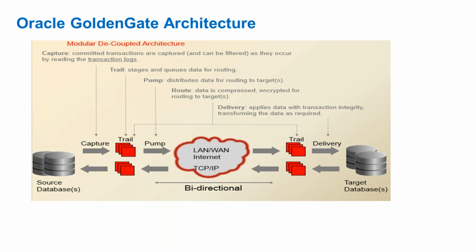Golden Gate also supports bidirectional replication. Bidirectional replication means both the sites will act as source as well as target. Whatever transactions happen on site A will be replicated to site B. Similarly, whatever transactions happen on site B will be replicated to site A. Now in the bidirectional scenario, site B will be acting as primary.